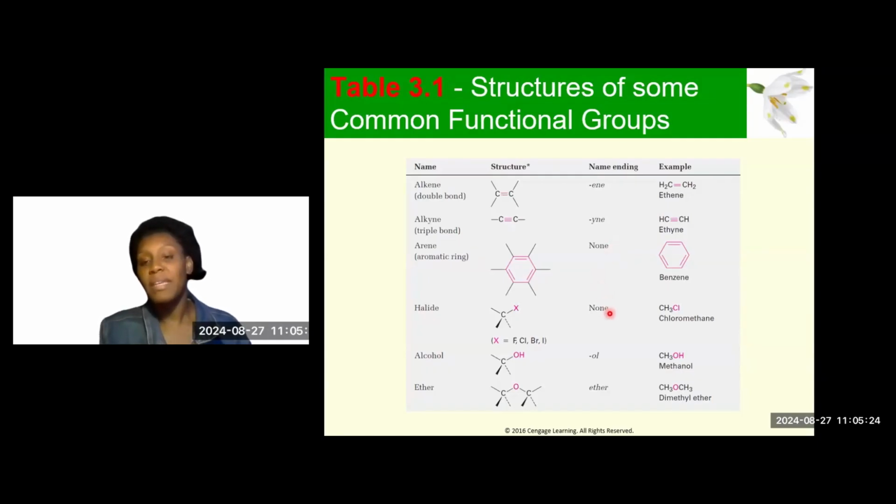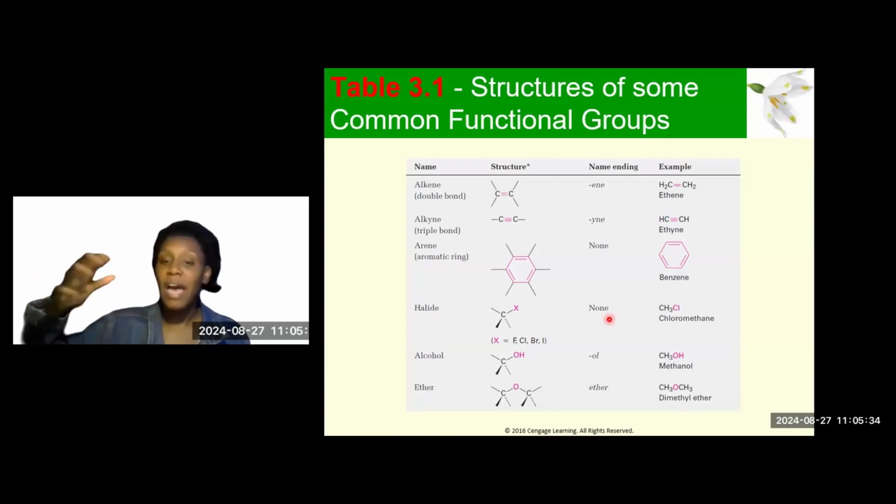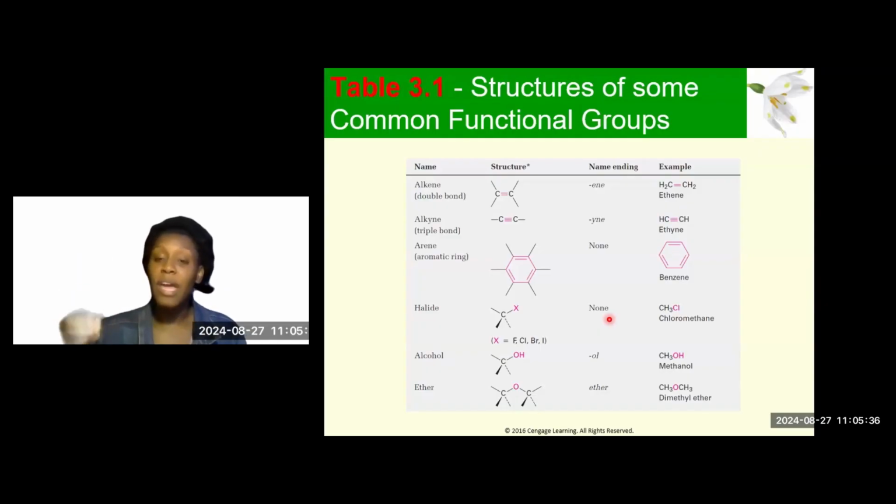Halides don't have name endings either. Halides are when you're attaching a halogen. So a halide could be a bromide, a chloride, an iodide, a fluoride, or you can say chloro and whatever it is. Again, we'll talk about the naming a little bit later. But when you see halogens, those are called halides. So if I say identify, that's a halide. Or you can be specific and say bromide, iodide, fluoride. Both are acceptable.